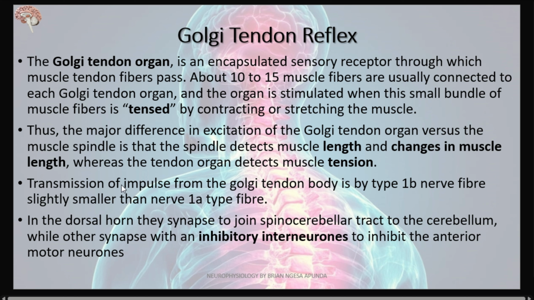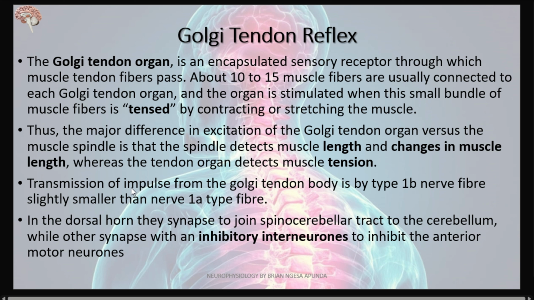The transmission of the impulse from the Golgi tendon is normally by the type 1B nerve fiber, as you are able to see. This is normally slightly smaller than the type 1A fiber. So the type 1A fiber should be giving us the information from the sensory endings. So remember the primary sensory ending. Remember the nuclear bag and the nuclear chain.